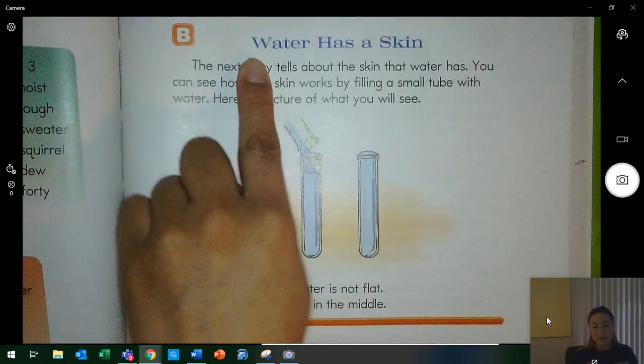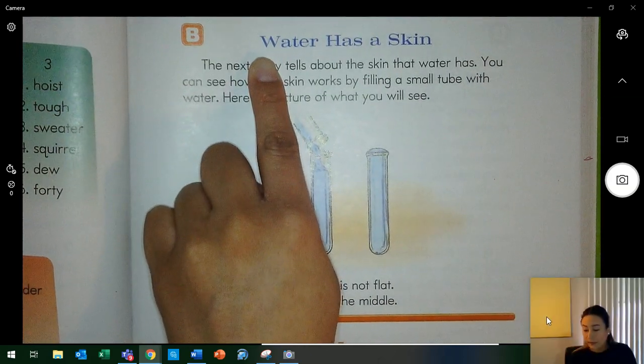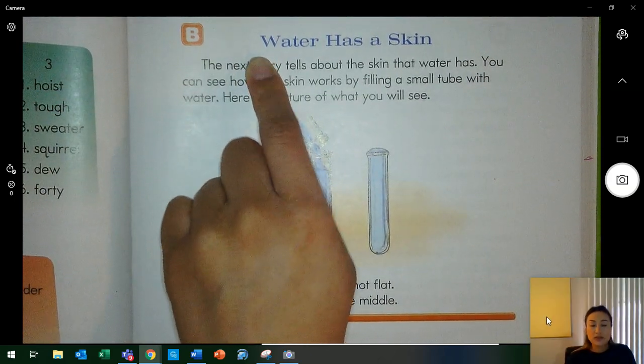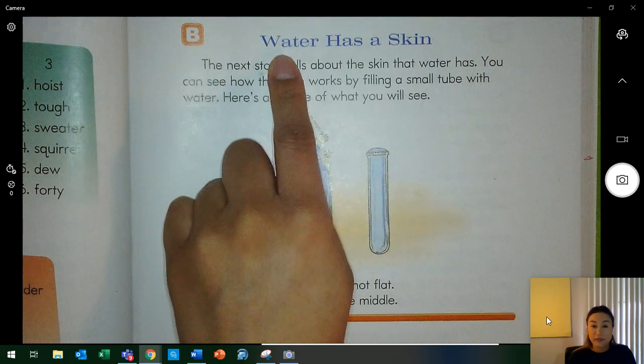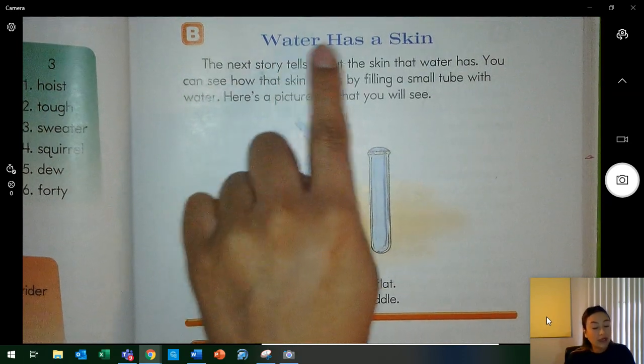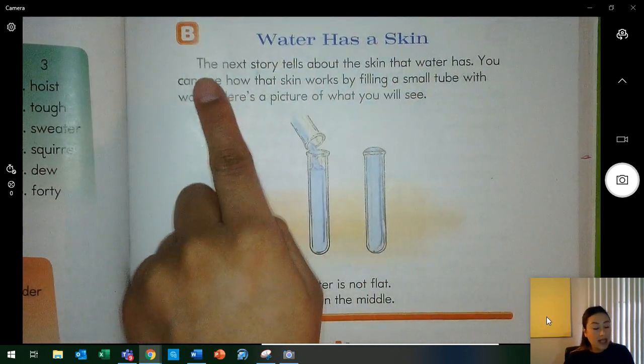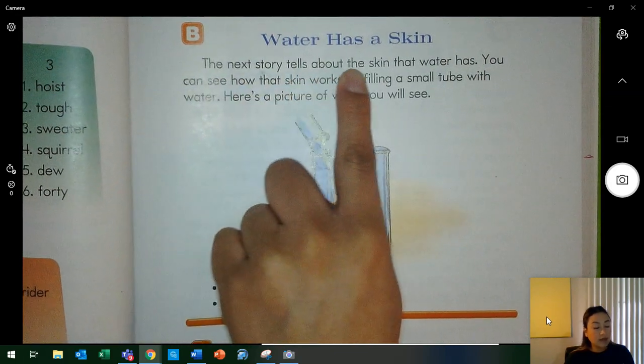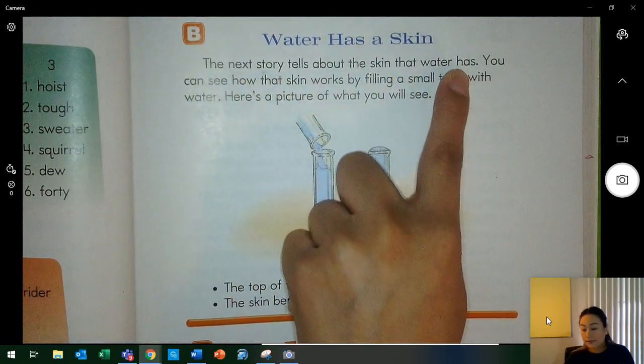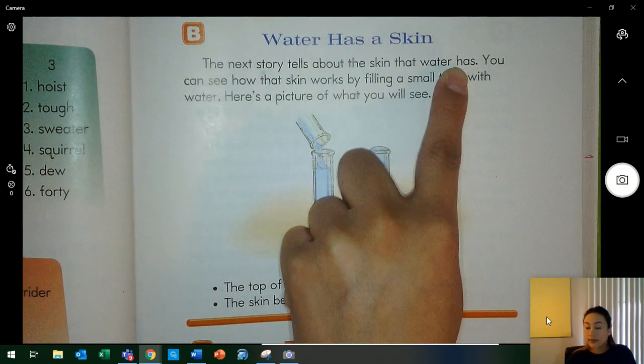Everybody touch the title. Okay, let's read together. Tracking with me. Reading with me. Get ready. Water has a skin. The next story tells about the skin that water has. Stop right there. What will it tell about? Get ready. Yes, the skin water has.